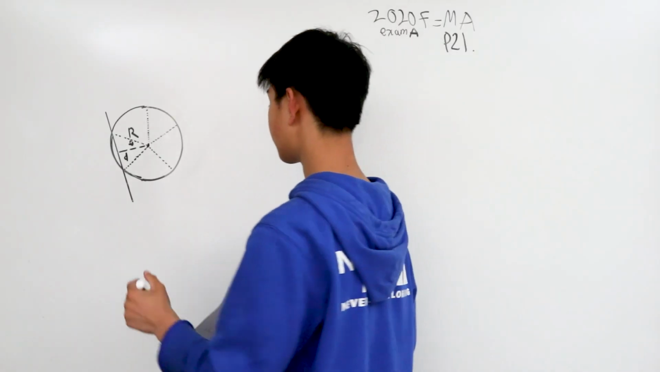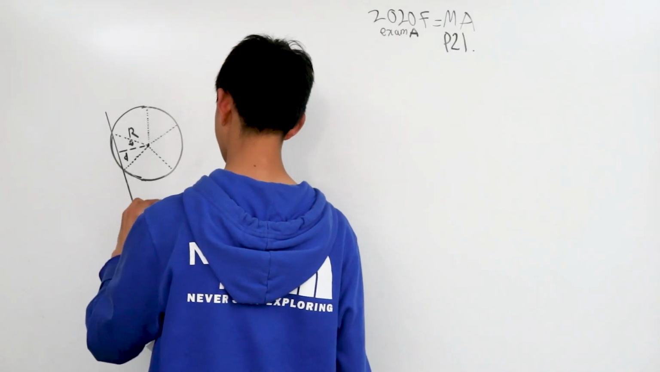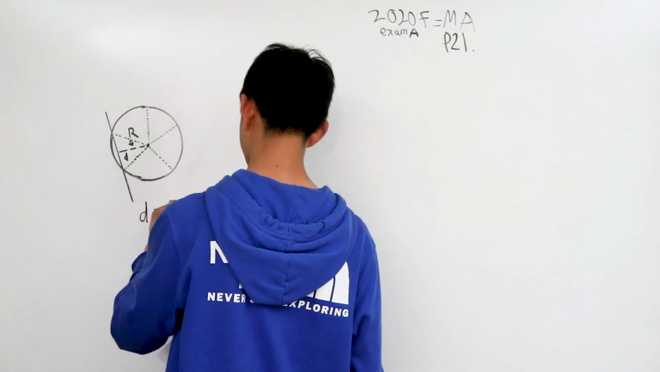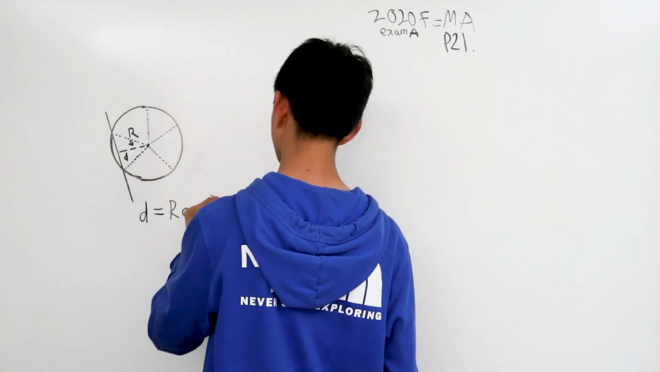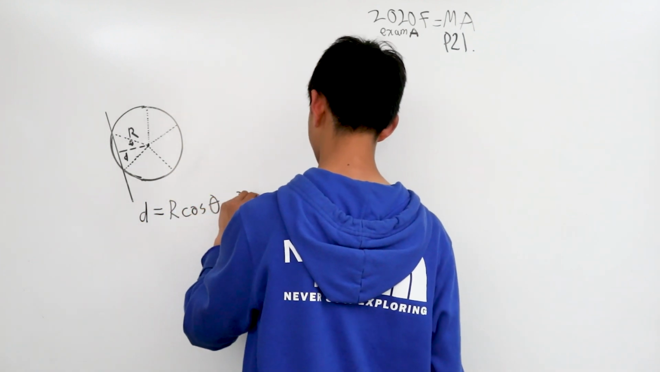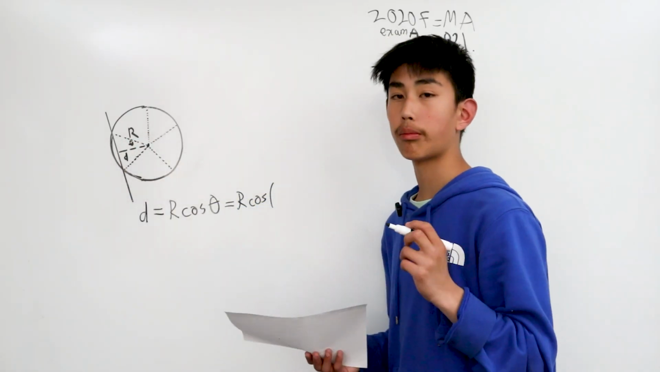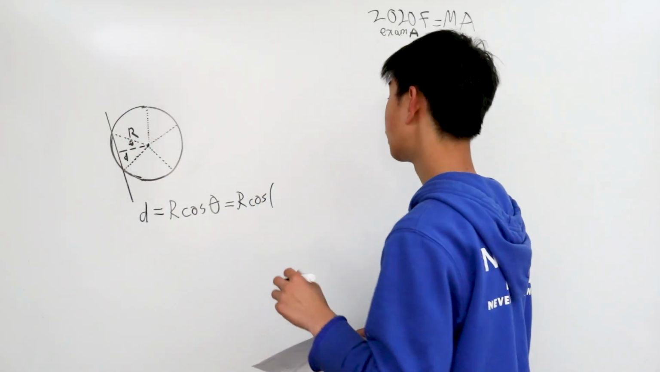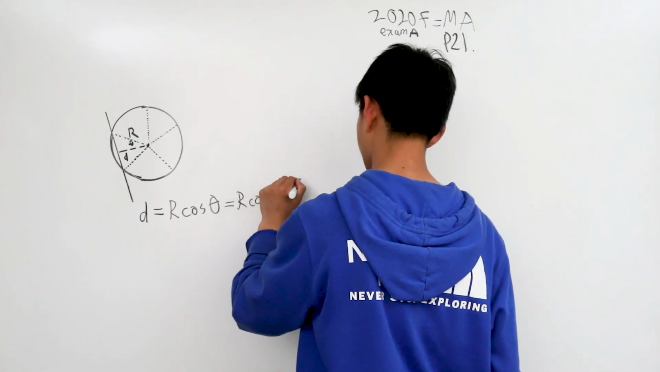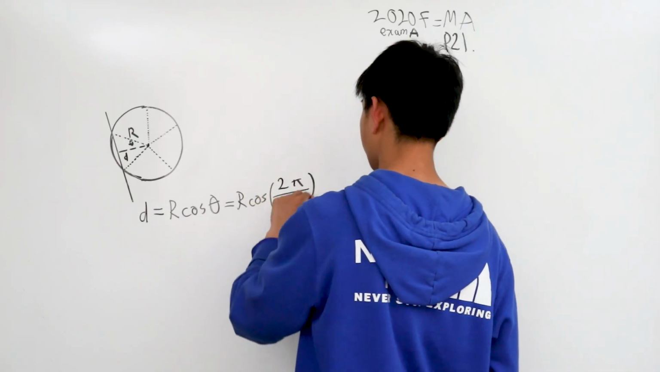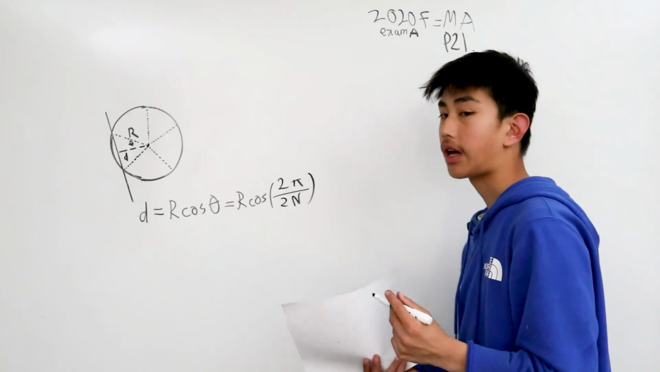We know that d can be rewritten as r cosine theta, or r cosine of this angle, which is only determined by how many sides there are. So this would be 2 pi over 2n, where n is the number of sides.